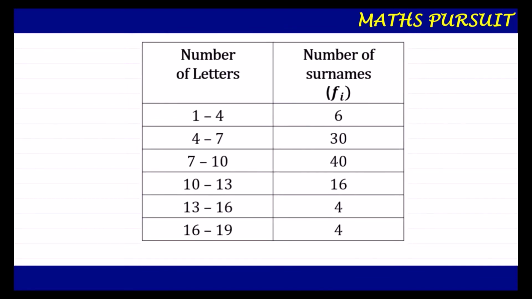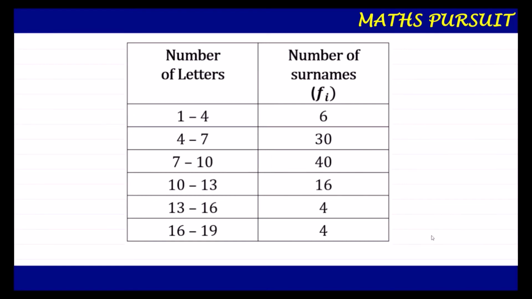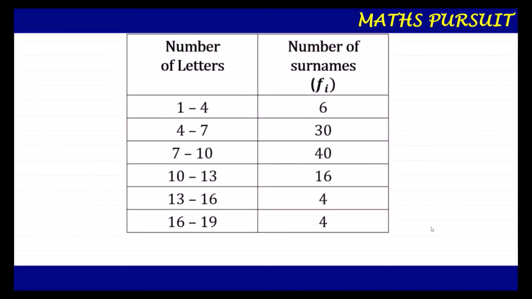Now guys, you can see that in one column we have the number of letters, and in another column the number of surnames. As I told you, this number of surnames is the frequency. What we need to do here is add the sum total of the frequency. Why we are adding, I will tell you. If we add the sum total of the frequency, we will get 100.